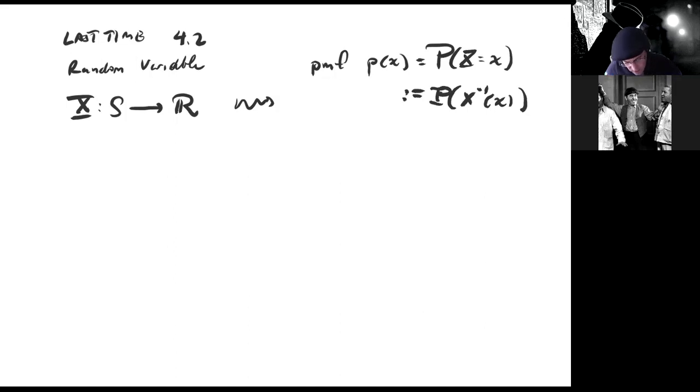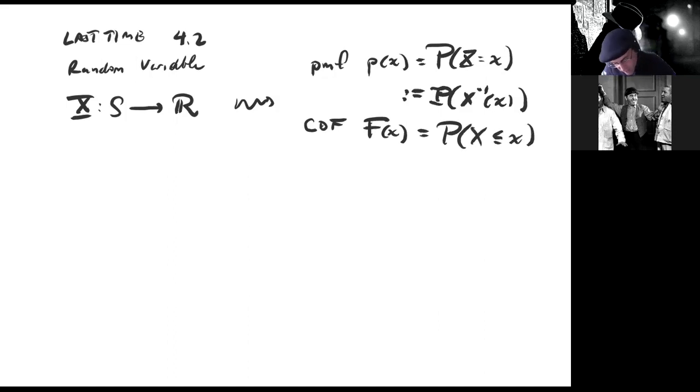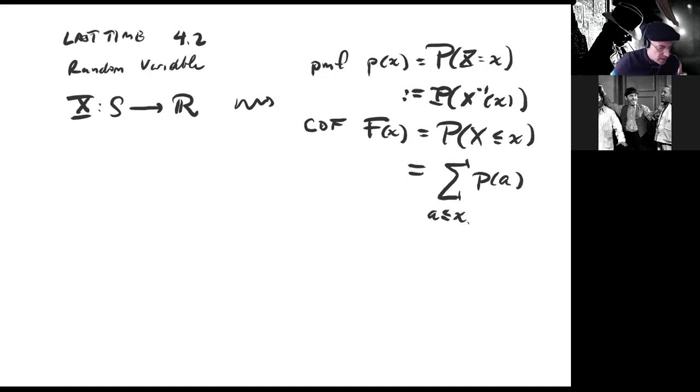And then there's also the cumulative distribution function, called the CDF, and it's given by capital F of x, and that's the probability that X is less than or equal to x. And you can rewrite it in the discrete variable case, which we're in, as the sum of P of a, where a is less than or equal to x. Okay, so those are the basic definitions from last time.